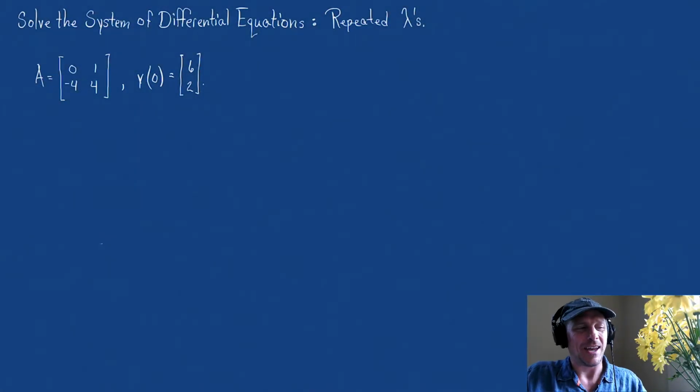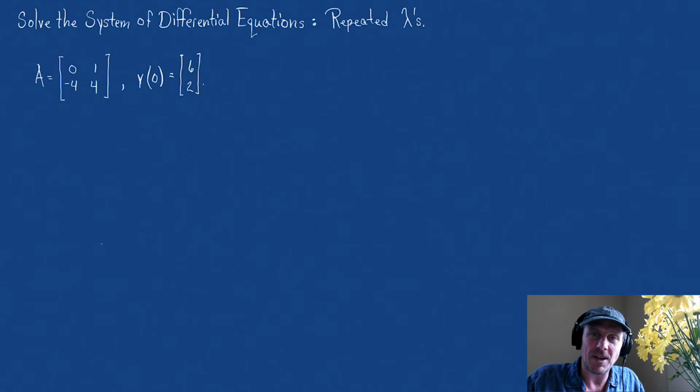I am Tom, and today we are going to solve a system of differential equations that has repeated eigenvalues. So let's take a look at this. Instead of writing out the whole equation, the matrix that we're working with is A equals [0, -4; 1, 4]. That's by columns, and we'll have an initial condition of (6, 2).